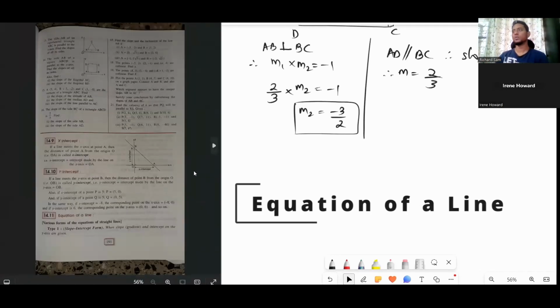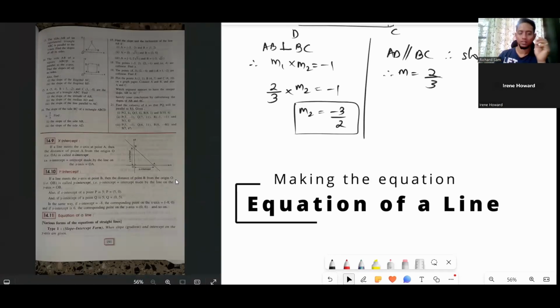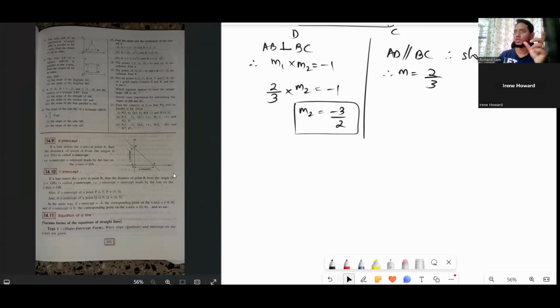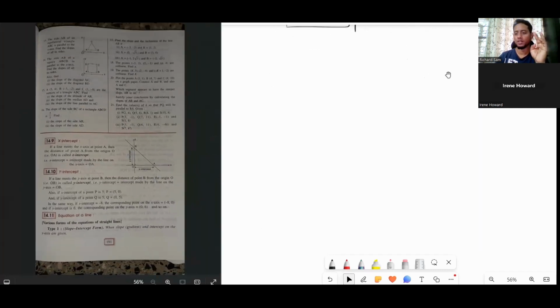Now we're going to learn about the equation of a line. Before this, we saw the equation of a line, and what did we do with it? Checking if a point lies on the line. Now we're going to make the equation of a line. There are 3 ways to make the equation of a line. So type 1 to make the equation.